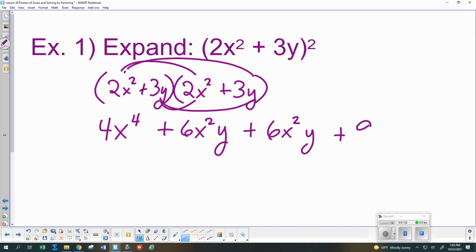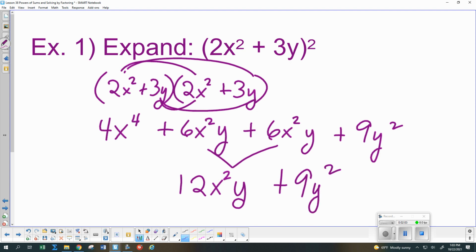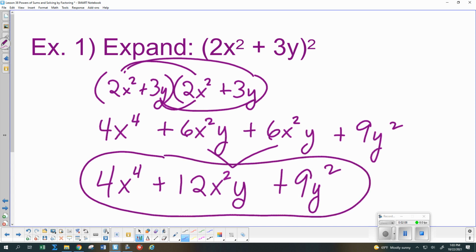So plus 9y squared. Then I have two like terms in the middle that I can combine and say 12x squared y. And I keep the 9y squared, and I keep the 4x to the fourth. So this would be my solution when I squared that sum, when I took that parentheses with a plus sign times itself. Questions on that? Do you see a GCF on that? If it says expand, then you're not going to factor it.